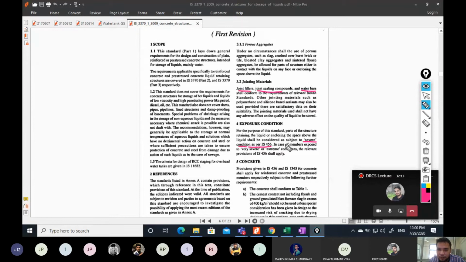You have seen in IS 456 we have different exposure conditions such as mild, severe, very severe, and extreme. So for the purpose of this code, the liquid retaining structure shall be considered to be subjected to severe exposure. And in case of members exposed to very severe or extreme conditions, the relevant provisions of IS 456 shall be used. So here there is no mild exposure. You have to consider severe, and if the environment is very severe or extreme, then you have to consider those conditions, but no mild condition to be assumed.